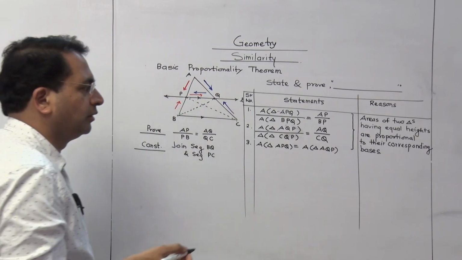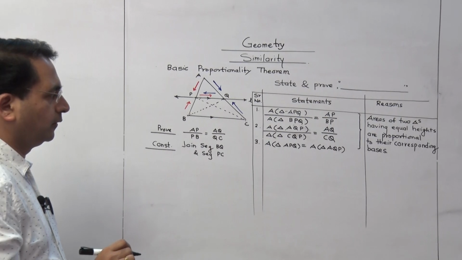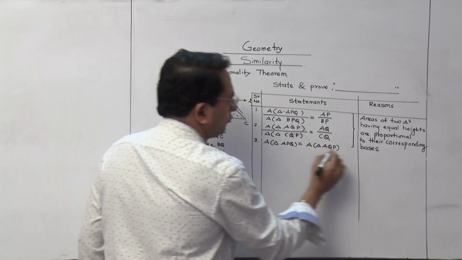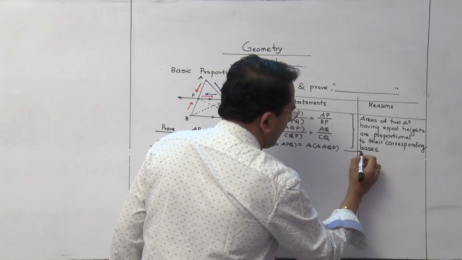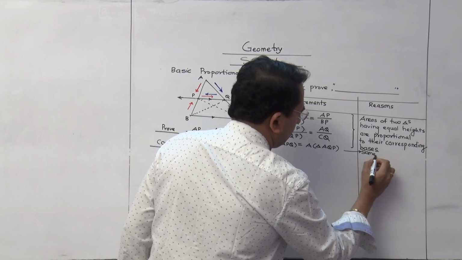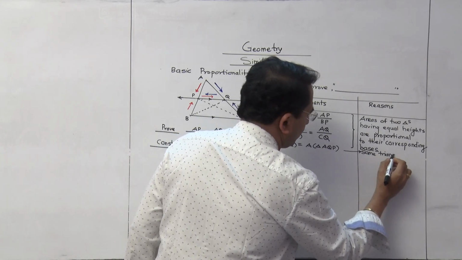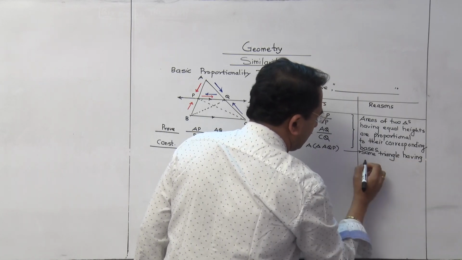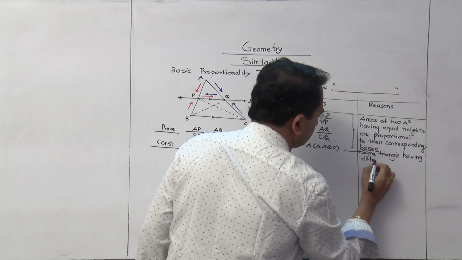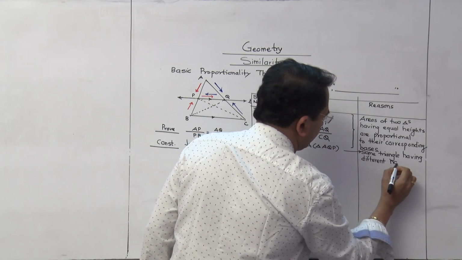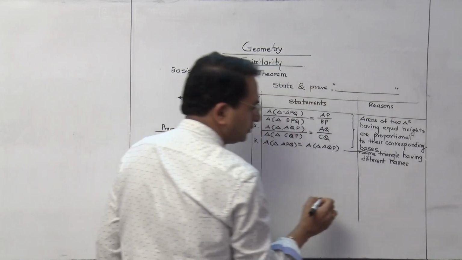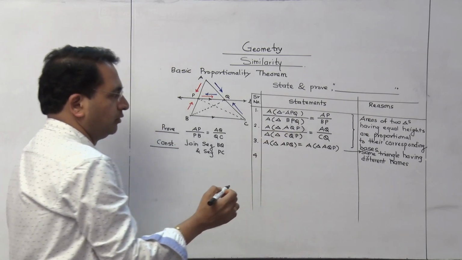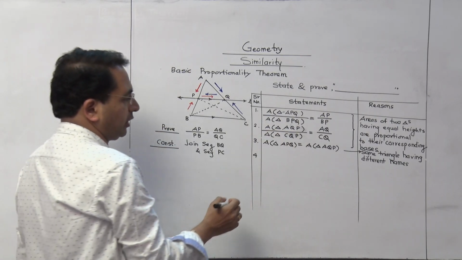The reason is very simple. It is the same triangle or not? APQ and AQP represent the same triangle. So I can write the reason for this as same triangle having different names. Next one. Now you have written two numerators together, so we will go for two denominators together now.